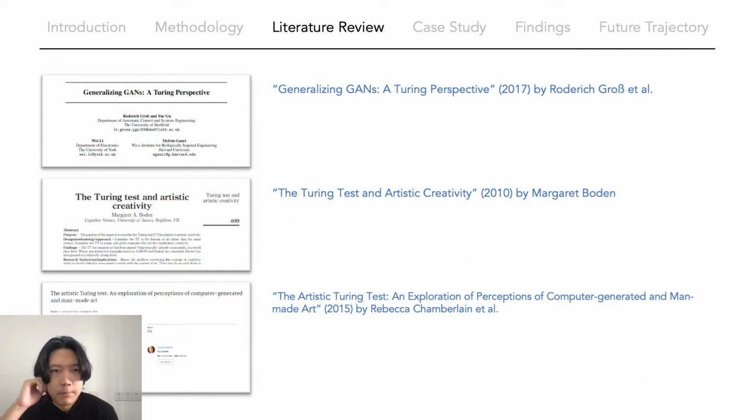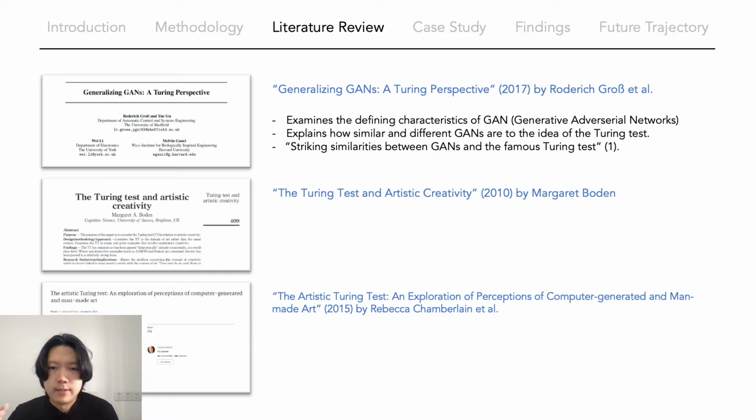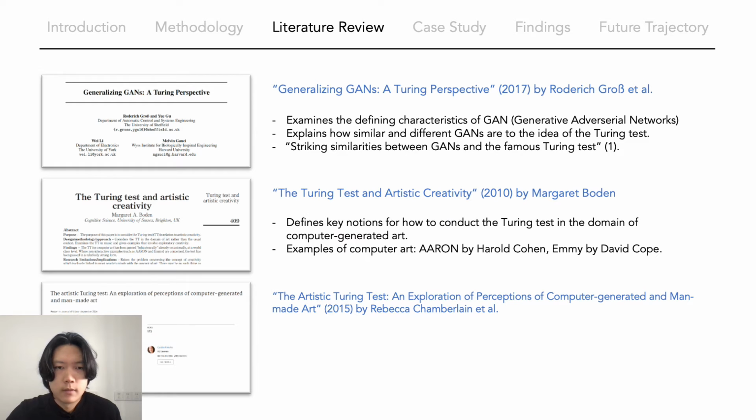First, this paper on generalizing GAN is a computer science study of the Turing test relationship with GAN algorithms. This paper piques my curiosity because it's one of the few works to claim that GANs and the Turing test have significant similarities. Not only do the authors bring out their parallels, but they also point out the conceptual differences.